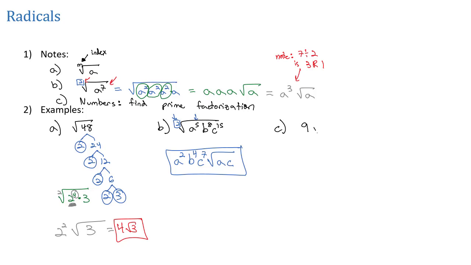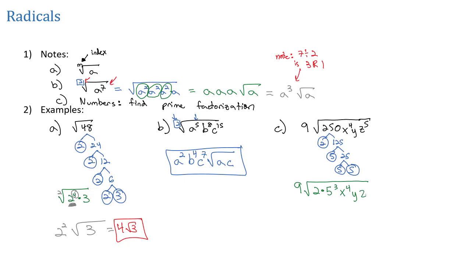Let's try 9 times the square root of 250 x to the 4th y z to the 5th. Well, to see what can come out of the root, we first need to factor that 250. 250 is divisible by 2, circle the prime, 125 times, which is divisible by 5, 25 times, which is divisible by 5, 5 times. So really, we have 9 times the square root of 2, 5 cubed, x to the 4th, y, and z to the 5th.